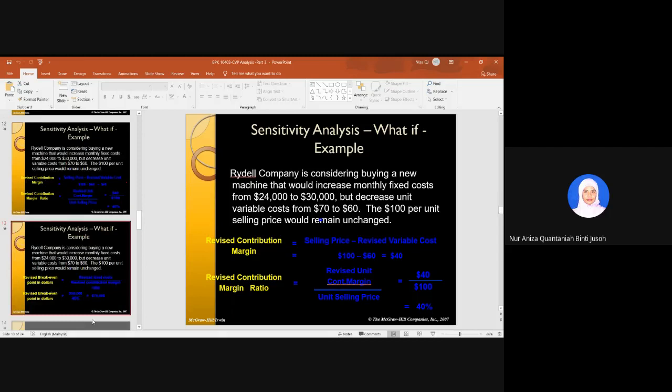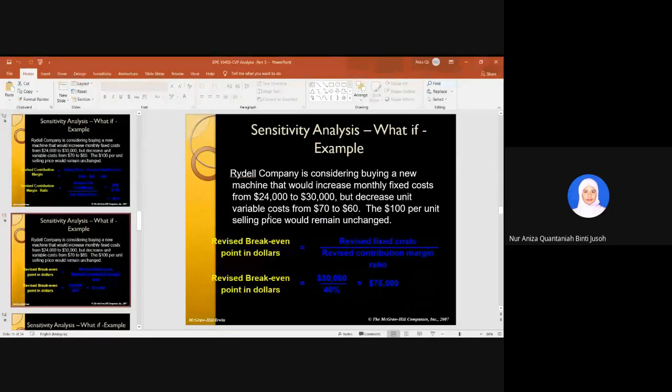So now you have the two pieces of information. First, you have to calculate the new variable cost and the new fixed cost, and then input them in the same formula. Then, based on the new amount, you can calculate the break-even point in dollars and the break-even point in units.